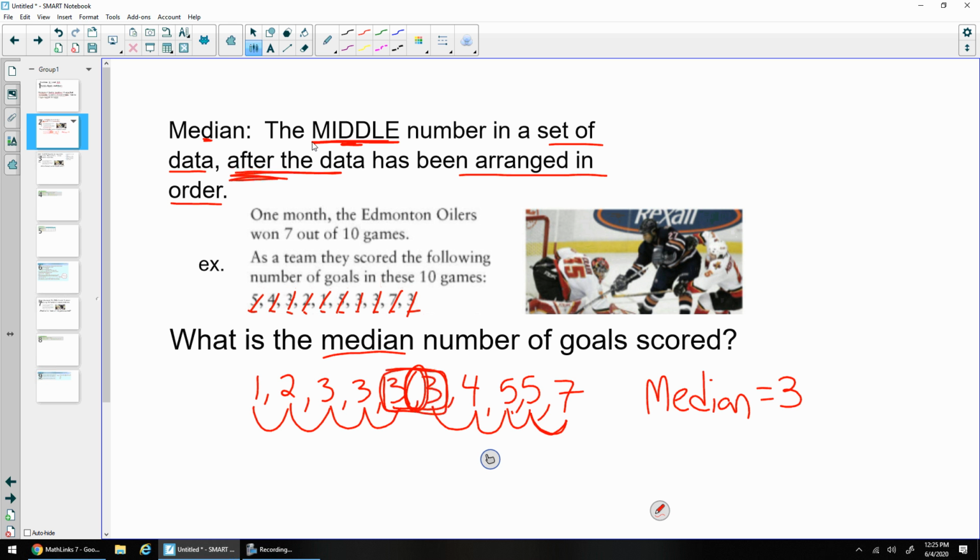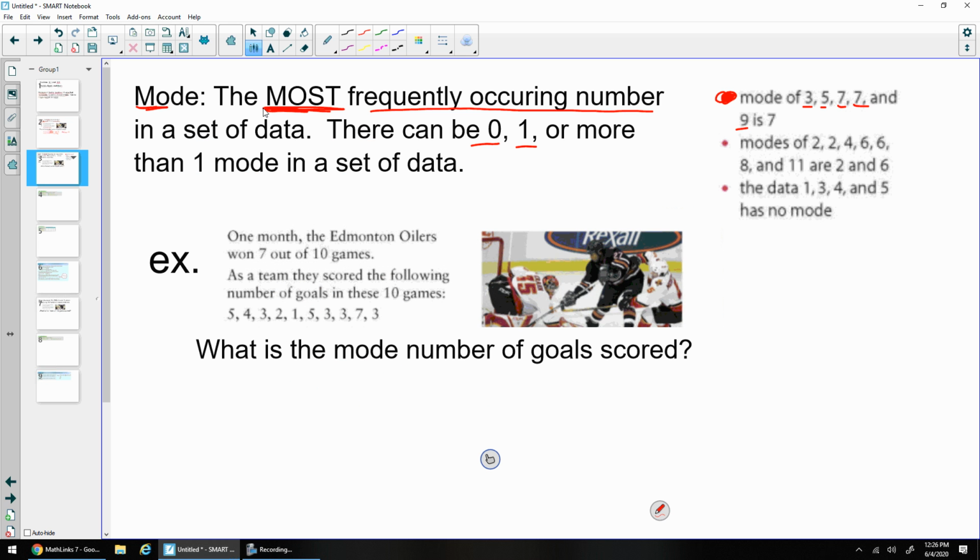So there can be 0 modes. Sometimes there's no modes, or there's maybe going to be 1 mode, or there actually can be more than 1, but usually you don't look at more than 2. So for example, the mode of 3, 5, 7, 7, and 9 is 7, because 7 occurs twice and no other number occurs more than once. Okay, so that's the most occurring number, is 7.